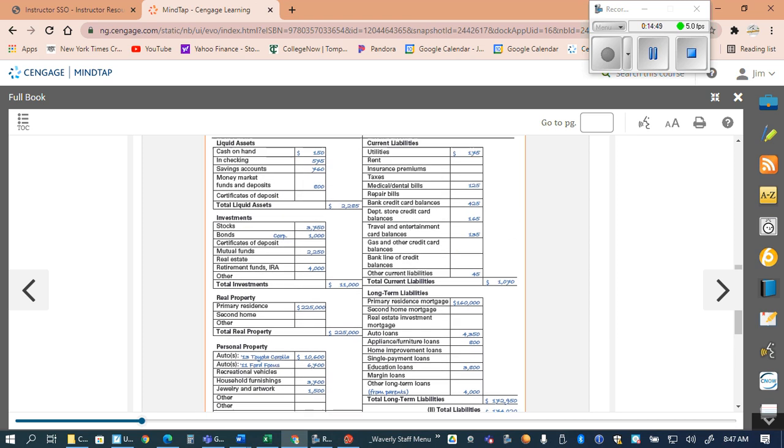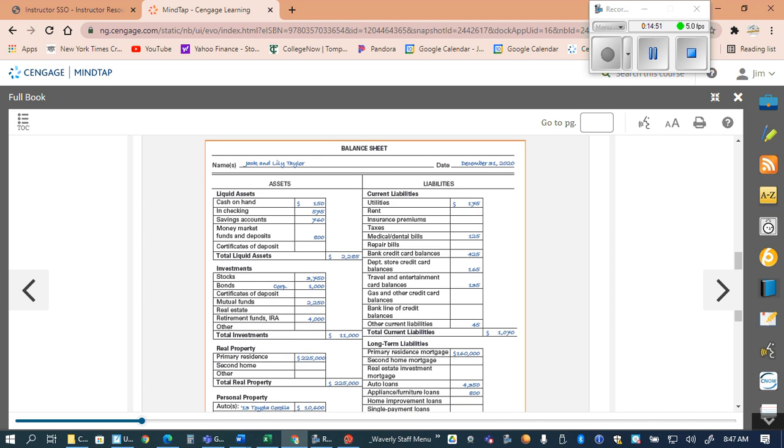Now over on the right-hand side, what do you see? Liabilities, okay? So like your utility payments, I would say those are utility payments that are past due.